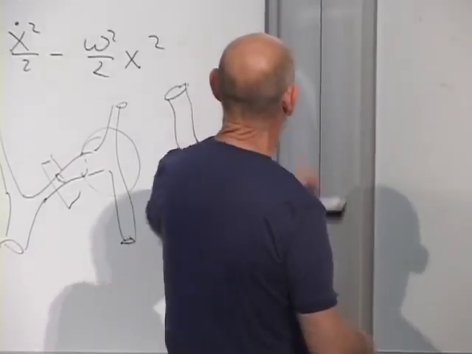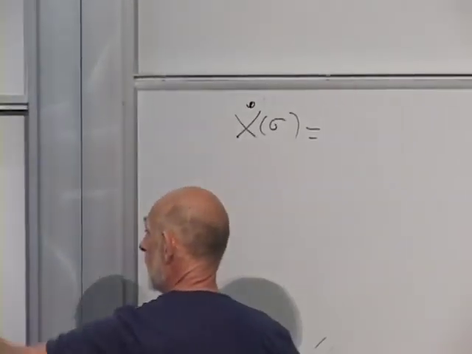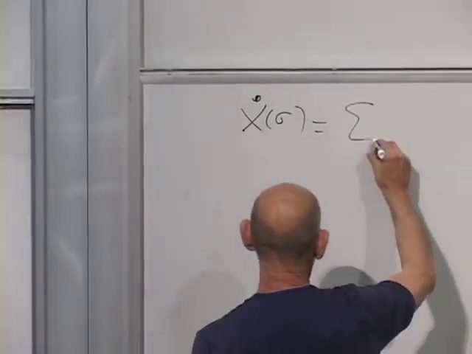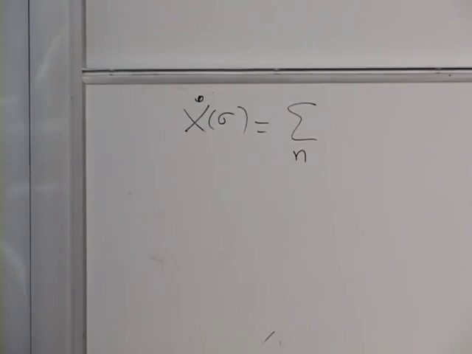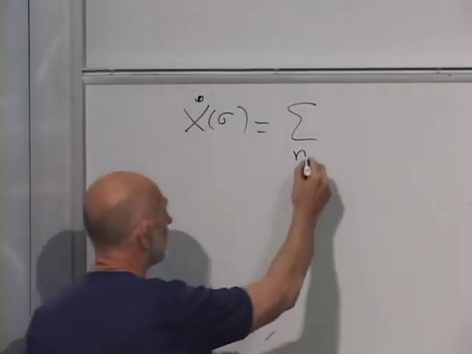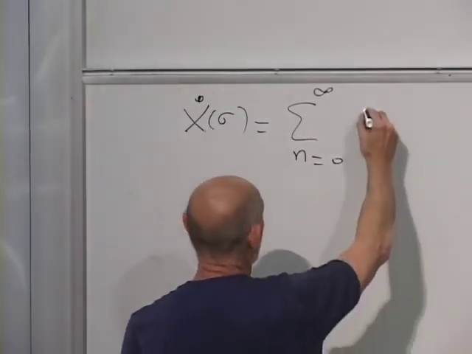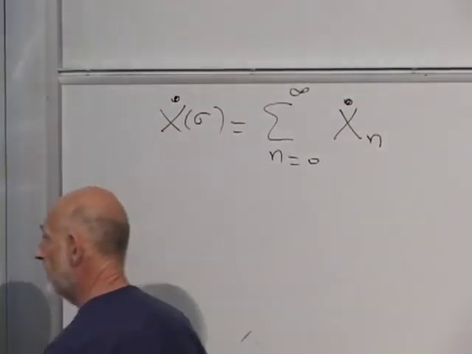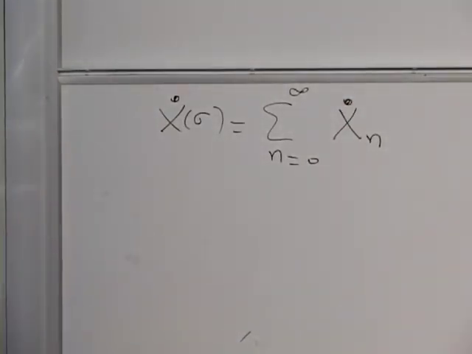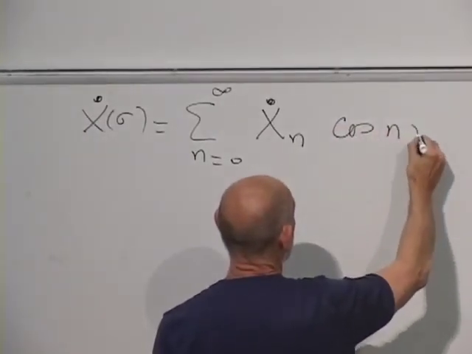Okay, how about x dot of sigma? What is that? That's going to be a sum on n. We're just going to time differentiate. We're going to differentiate this with respect to time, term by term. So this is the sum from n equals 0 to infinity of xn dot, the time derivative of xn, times cosine n sigma.